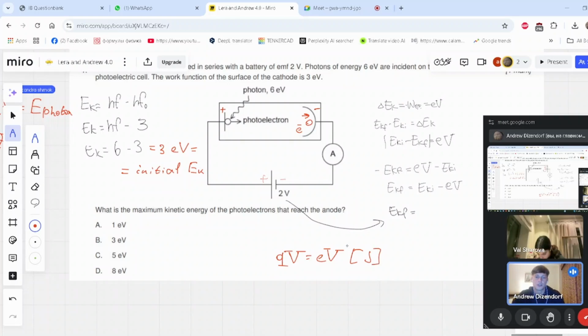If we want to convert joules into electron volts, we have to divide joules by the charge of an electron, by the magnitude of charge of the electron. And then we will get electron volts. But it's about units. It's units, not a formula. It's just how we denote this unit.